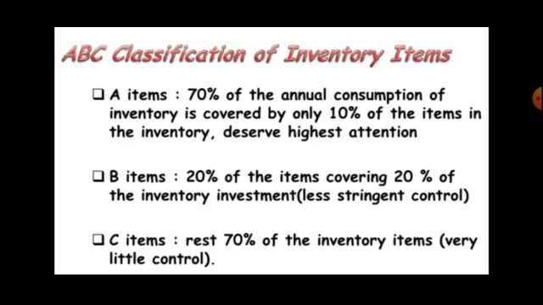For example, the A category will include 70% of the annual consumption. It is covered by only 10% of the items in the inventory, and it gets the highest attention. For example, for production, what is the main raw material? That is the A graded item.